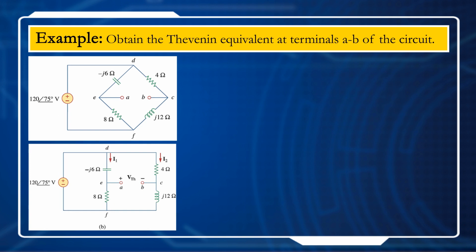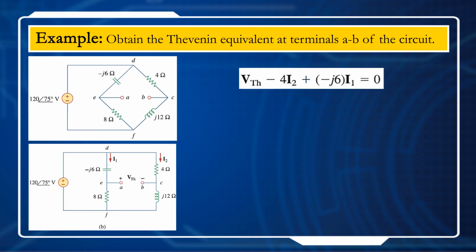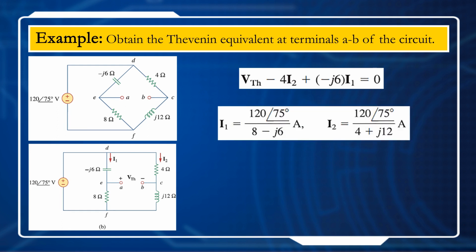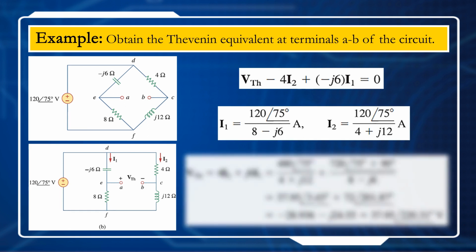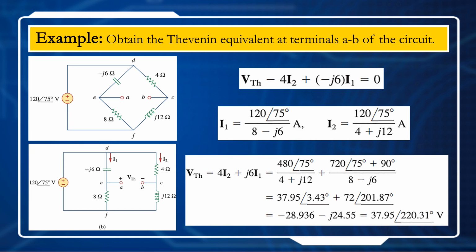We can get VTH with KVL: VTH minus 4 times I2 plus negative j6 multiplied by I1 equals 0. We can calculate I1 and I2, and then we put them in the equation, and we get VTH equals 37.95 angle 20.31 degrees volts. This is the end of this section.